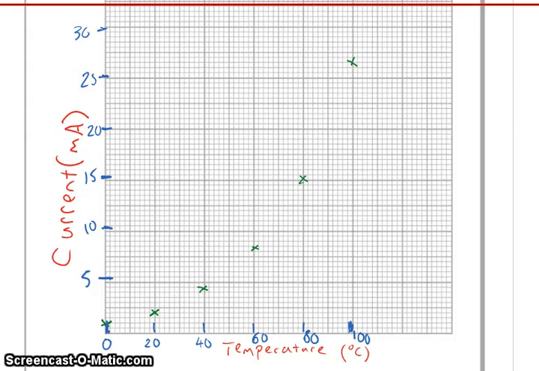I think it's better to use crosses rather than dots, because there's a definite centre to them. Make sure they're big enough that you can see them reasonably clearly, and then we need a best fit line. Now best fit can be straight or curved. In this case it's pretty clearly curved, so we don't have to go through all the points. We're going to do a trend line which follows the general trend and should be as smooth as possible.